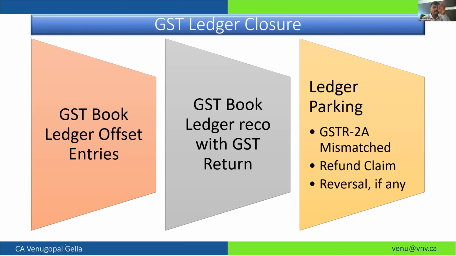You have purchased high but reported low. What does this mean? There are some suppliers who are not appearing in 2B. So they have not filed their GSTR-1 in time, or filed it late, or not filed at all. It could be any of the scenarios. So these reconciliation ledgers will help you. You can park the mismatched entries, which are by 2A, separately.